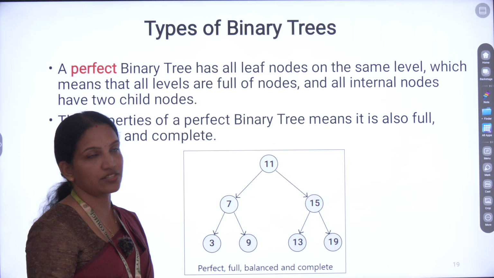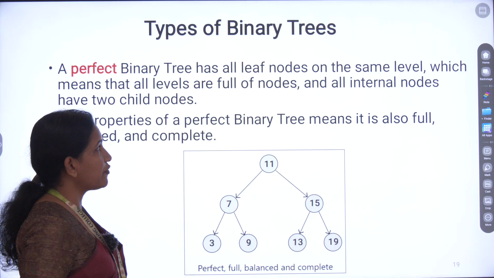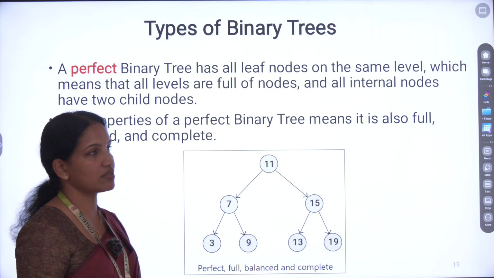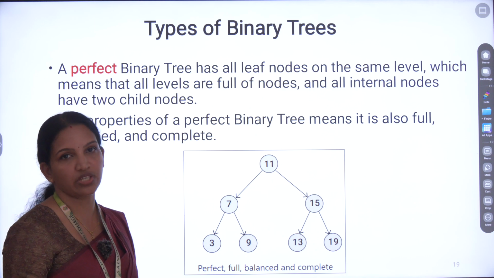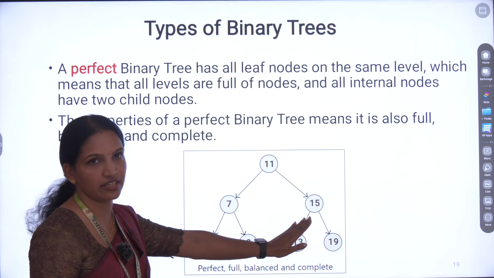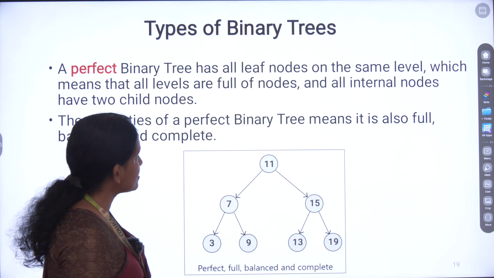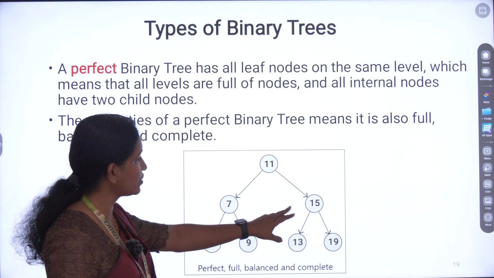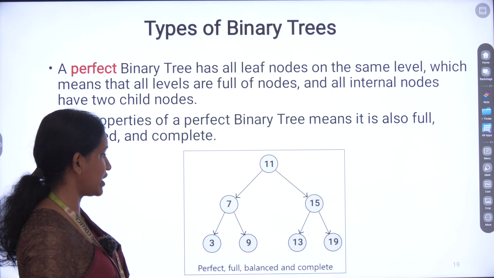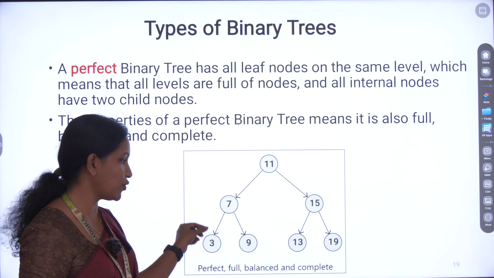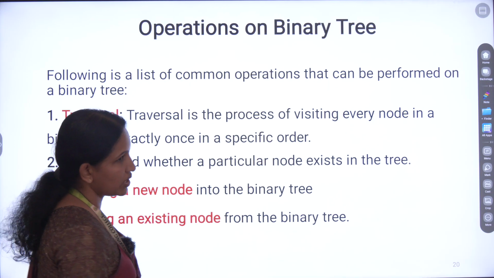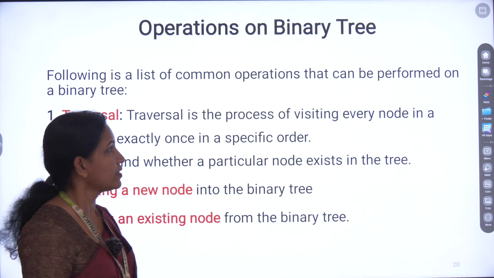Next is a perfect binary tree that has all leaf nodes on the same level, which means that all levels are full of nodes and all internal nodes have 2 child nodes. Okay, if you see this example, it looks like a completely filled tree. That is, all the nodes have 2 child nodes except the leaf nodes. And the property of a perfect binary tree is that it is perfect, full, balanced and complete binary tree. So those are the different types of binary tree data structure.